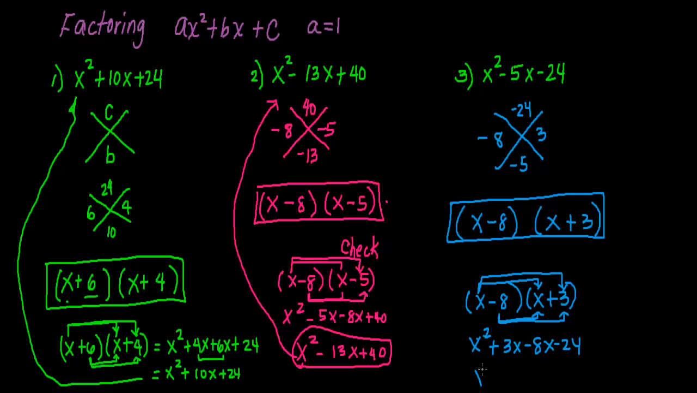We simplify by combining like terms, and you get what you had originally. So this is correct. This answer is perfect. Go back and try these on your own and see if you get the same answer.